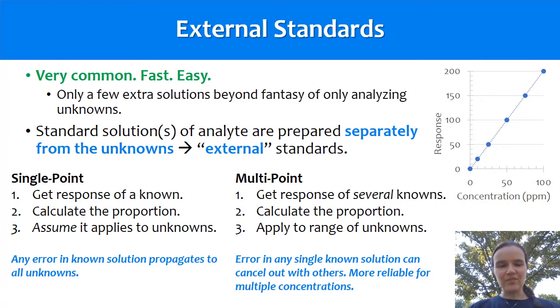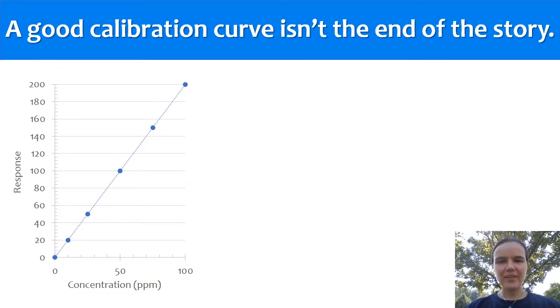Now, what's the advantage of one versus the other? Well, if you have a single point standardization and you make a mistake in that one known sample, that mistake is going to propagate through to all of the unknowns that you analyze, and that's a systematic error. However, with multiple point standardization, if you make a mistake in one sample, then that could be canceled out by other samples in your multiple point calibration curve. Also, it's more reliable for multiple concentrations because you've checked that that proportion is actually true over the whole range of concentrations.